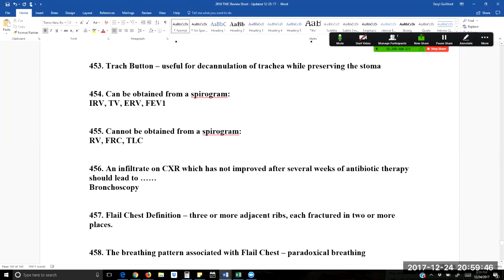454, what can you obtain from a spirogram? Well, anything that you can directly measure, like inspiratory reserve volume, tidal volume, ERV, FEV1, all those things can be taken from a spirogram. But some things cannot. For example, the residual volume, we cannot reach the residual volume to measure it. We have to use helium or body box or nitrogen washout. Because we can't measure residual volume, we can't get the FRC or the TLC either, because the RV is a key component of those. All right.